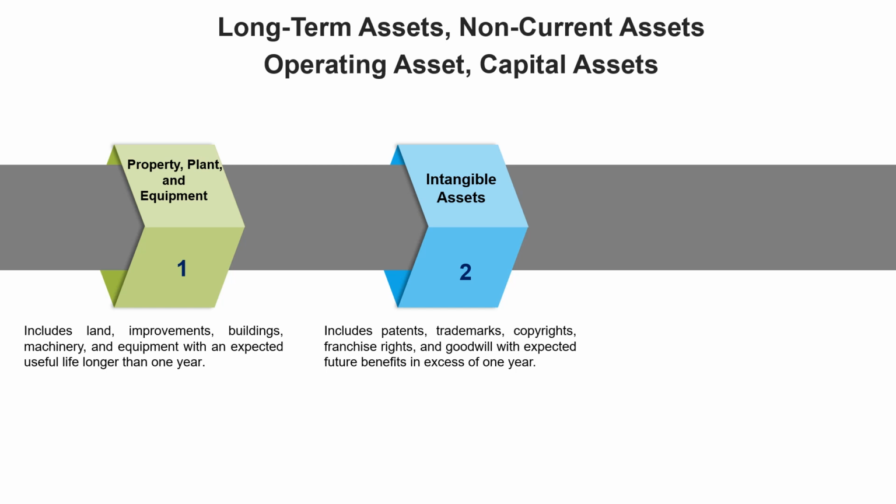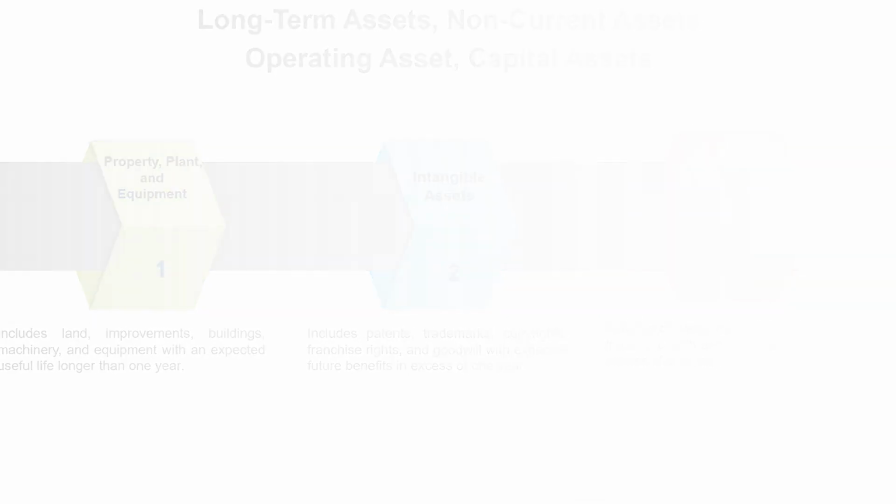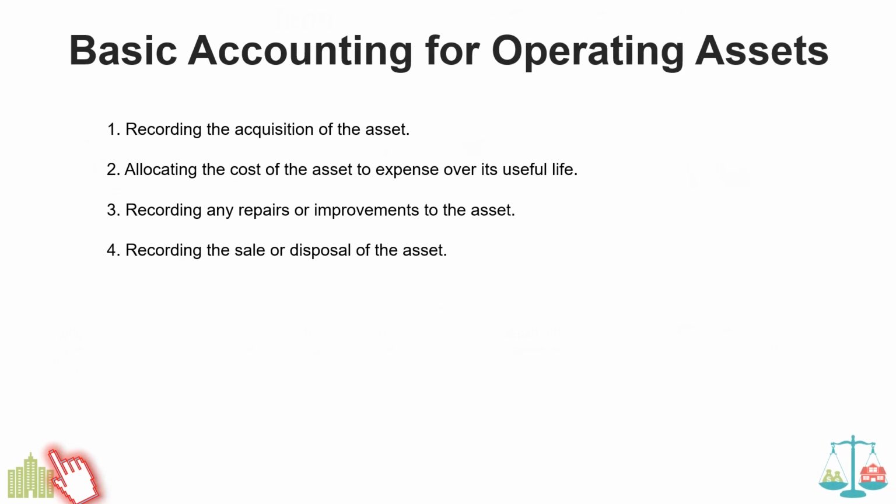A third category of long-term assets is sometimes referred to as natural resources. There are some businesses that buy and operate oil wells or mineral deposits, timber tracts, and other kinds of natural resources, and again, as long as these natural resources are expected to generate future benefits in excess of 1 year, they would be properly included under the category of long-term assets on the balance sheet. Now, let's look at some of the issues involved in the basic accounting for operating assets.